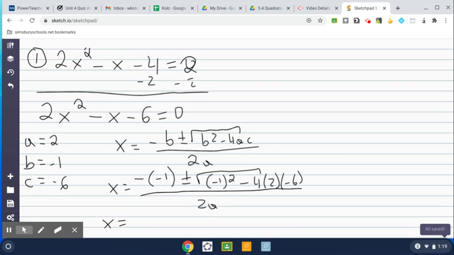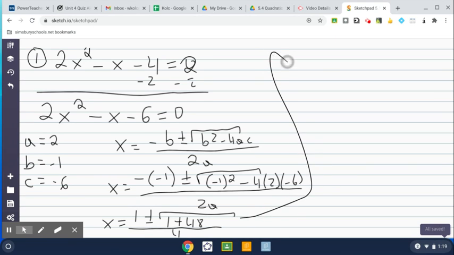So x equals opposite of negative 1 is 1, plus or minus negative 1 times negative 1 is 1, negative 4 times 2 times negative 6 is positive 48, and everything divided by 2a, or I forgot to substitute 2 for a, which will be 4. Okay, let's continue on this side. So I get x equals 1 plus or minus square root of 1 plus 48 is 49.